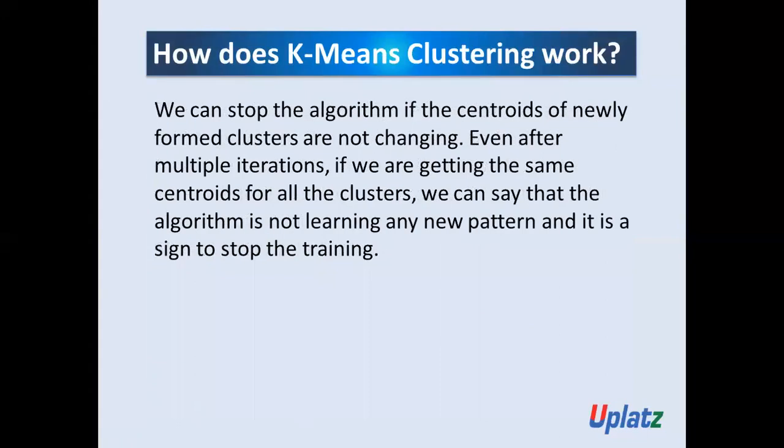So we can stop the algorithm if the centroids of the newly formed clusters are not changing. Even after multiple iterations, if we are getting the same centroid for all the clusters, we can say that the algorithm is not learning any new pattern and it is the sign to stop the learning. Got it? I hope you understand what clustering is, the applications of clustering, and how k-means clustering works, with the help of an example.